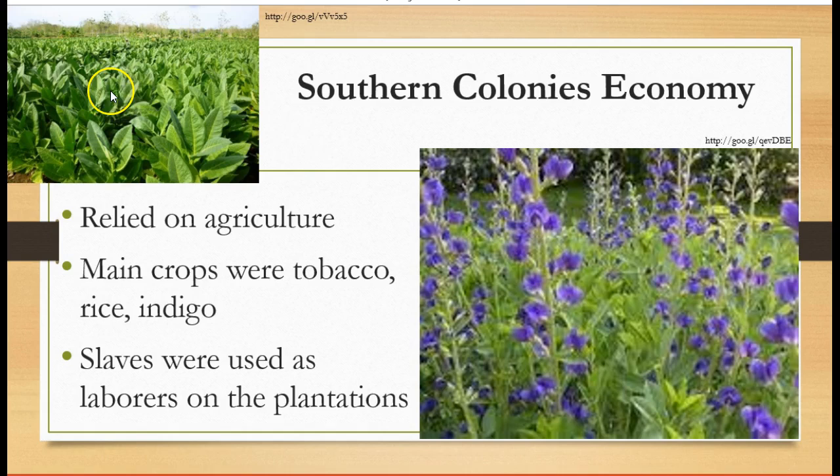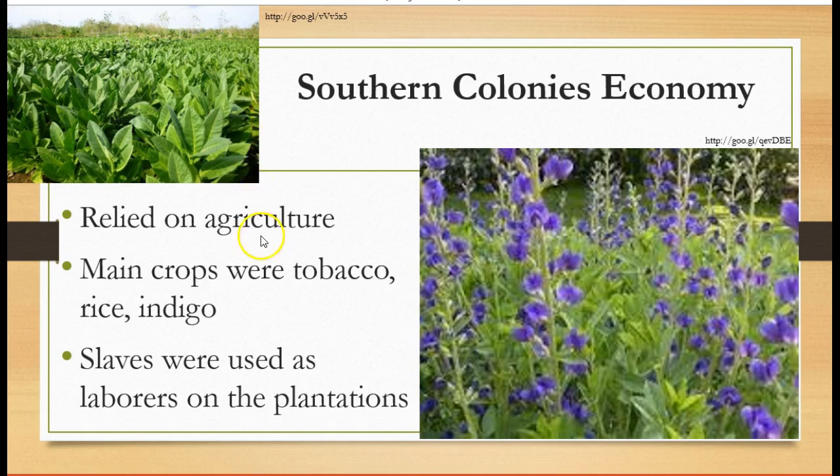Of course, you're familiar with tobacco and rice. If you don't know what indigo is, it's this plant right here that you see in the picture. It was a bluish purple colored plant that could be broken down and mixed with water to create a dye that was used for clothing and curtains and things like that.